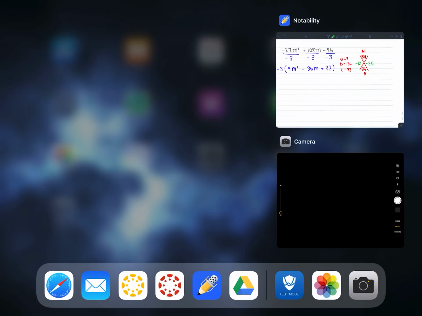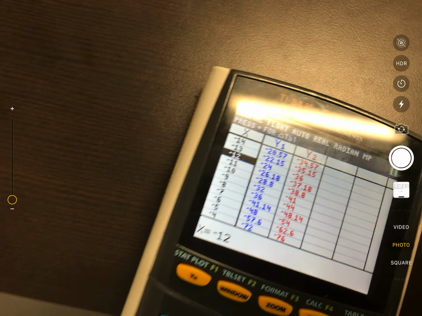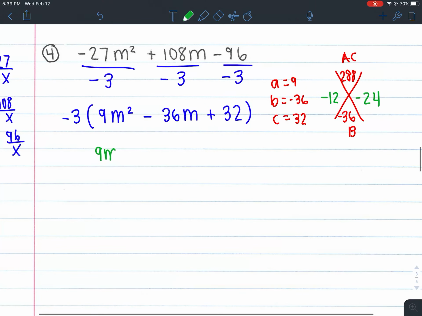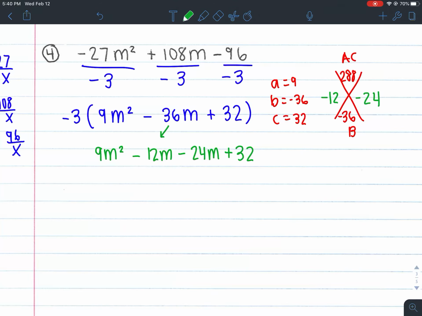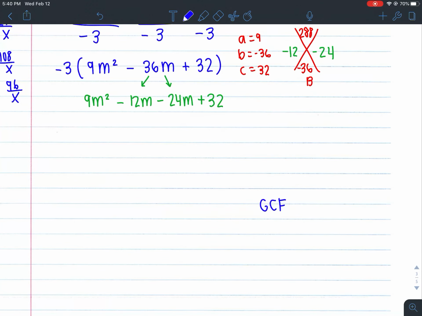And I'll show you what I mean by that. So I'm looking for negative 36 in my red column, and it is right there. And the two numbers are negative 12 and negative 24. So I would move on. Now, again, I'm just disregarding the negative 3 GCF from the beginning, but I know it's there. So I'm splitting my b into two terms here. So again, I'm going to remind myself, hey, GCF was negative 3 at the beginning.